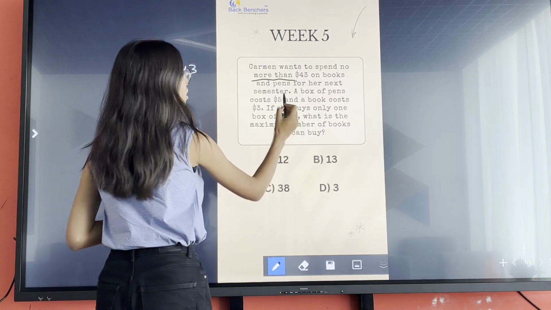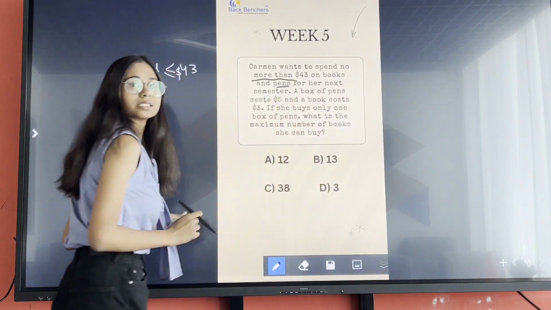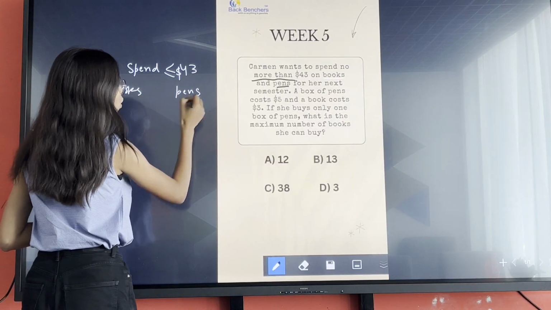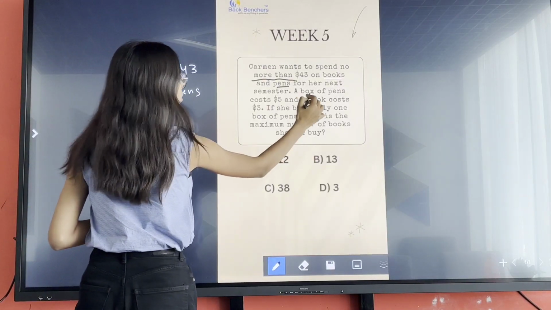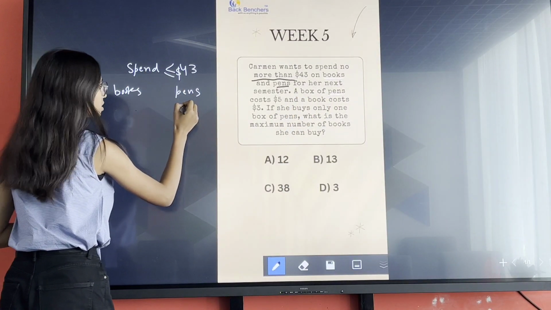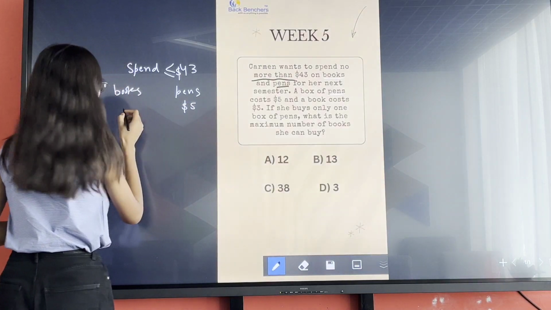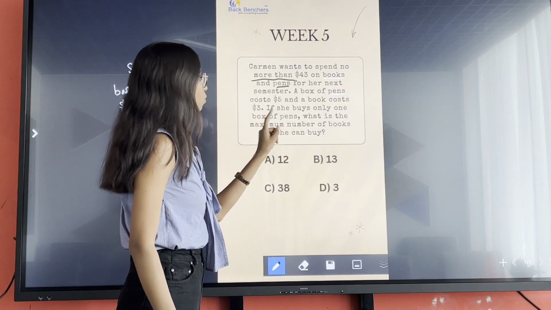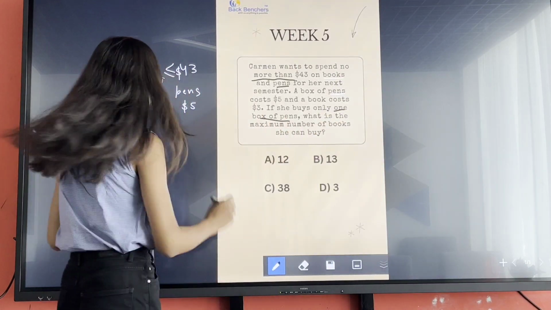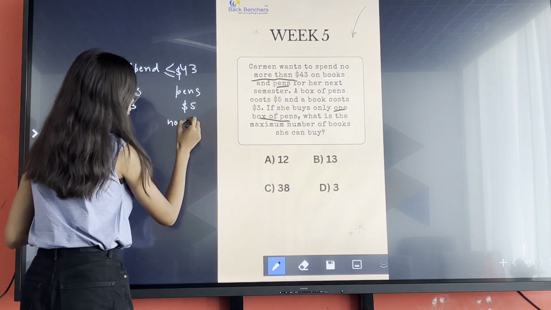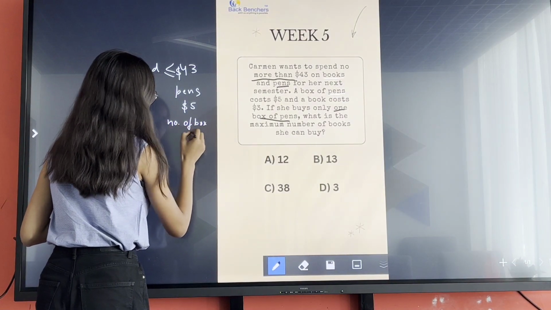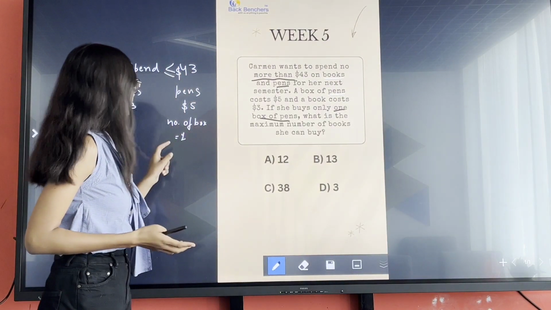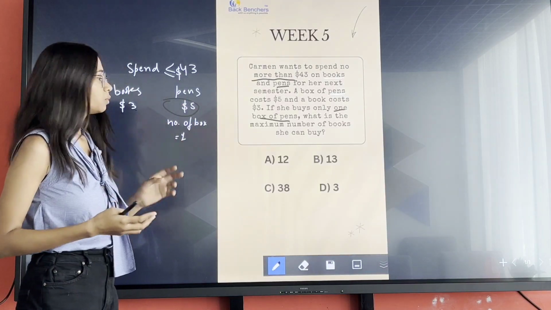Okay, now she wants to buy books and pens, and the cost for both is given in the question. The cost for a box of pens is $5 and the cost for a book is $3. Now they gave that she is buying only one box of pens. So we know the number of boxes of pens, which is 1. When we need to find the total cost, we multiply the unit price with the number of units.